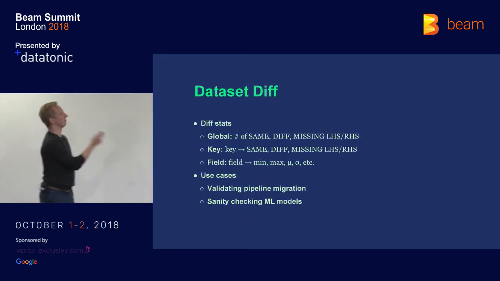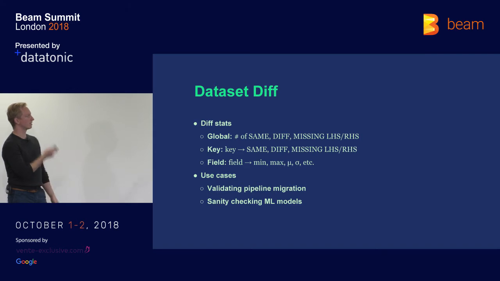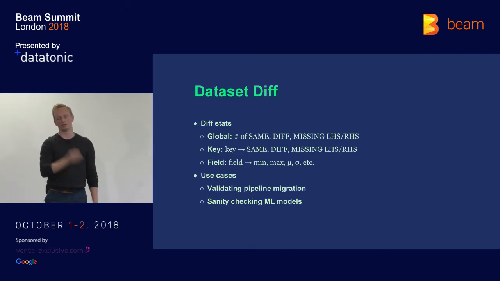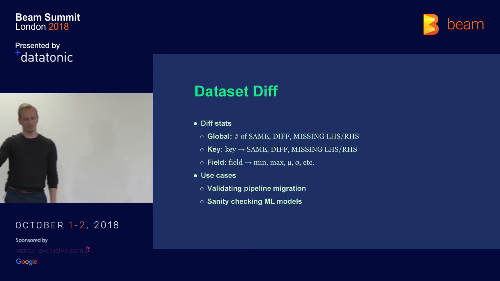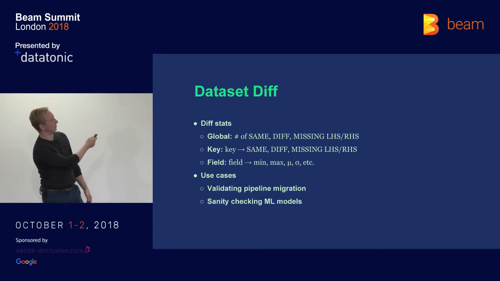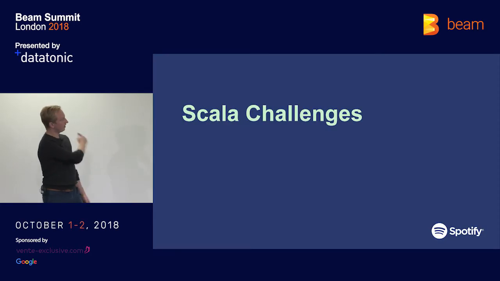You can also use it to work on machine learning models. Say you have a machine learning model, you generate data with it, you tweak it a bit, you want to see how it changes the output. You use BigDiff. So use it like this. That's how you migrate to Scio when you have a legacy pipeline. And we have a bunch of other use cases.